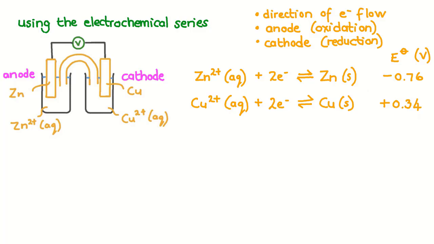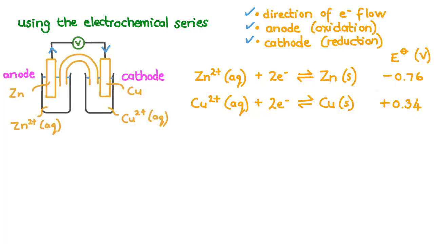Now we can figure out the direction of electron flow in the wire. Electrons will flow from the anode, oxidizing it, to the cathode, reducing it. We have these three bits of information just from looking at the electrochemical series. Zinc donates electrons to the wire, while copper receives electrons from the wire. So comparing the relative sizes of two electrode potentials, we can figure out which is oxidation and which is reduction.